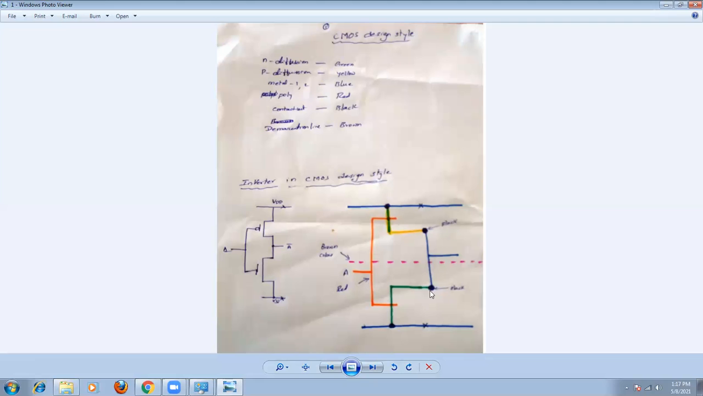Now, how many crosses can we place in the stick diagram? That is also very important. It depends upon the number of transistors in the pull up and pull down regions. For example, if the number of transistors used in the pull down region is less than or equal to 4, and we have the same number of transistors in the pull up region, then we can use only one cross.